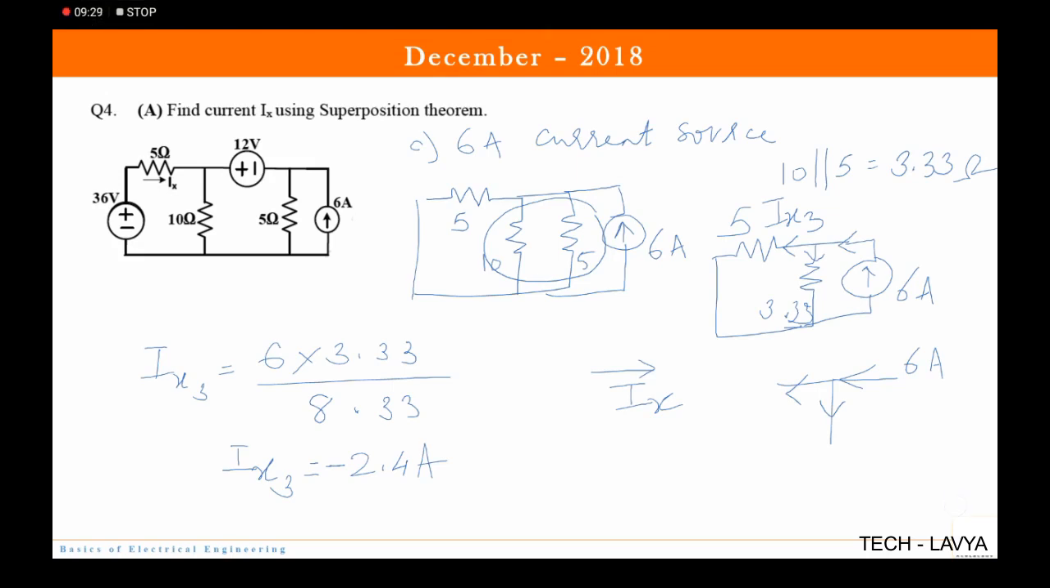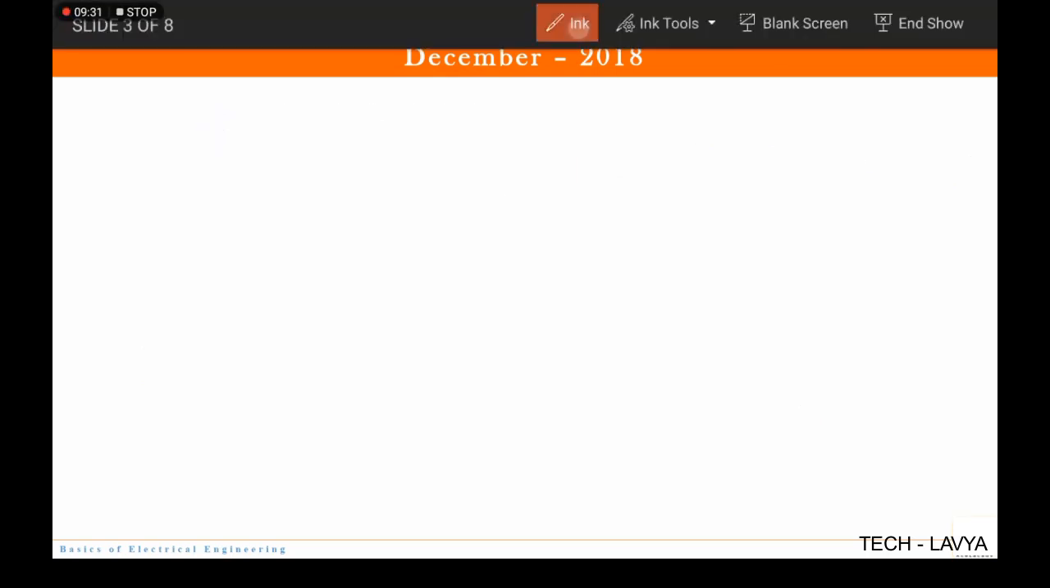So let us go to the next slide. Now what is going to be the total current? It will be the sum of all the currents. So it is IX1 minus IX2 minus IX3. Now see, I will not put minus for the current again because I have already considered their magnitude. So what was IX1? It was 4.32. IX2 was 0.96 and IX3 was 2.4.